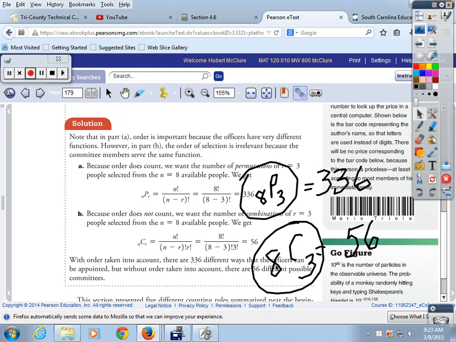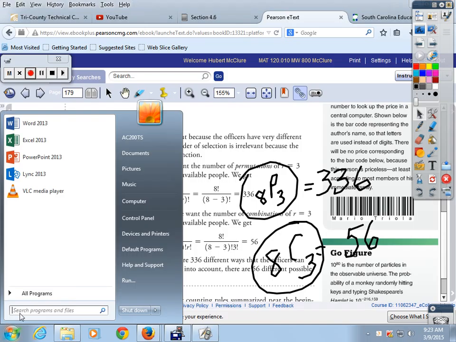Now, what if you don't have a calculator and you don't want to do it by hand? The only other way I can tell you to do it is an Excel spreadsheet. And I'm going to tell you how to do that.